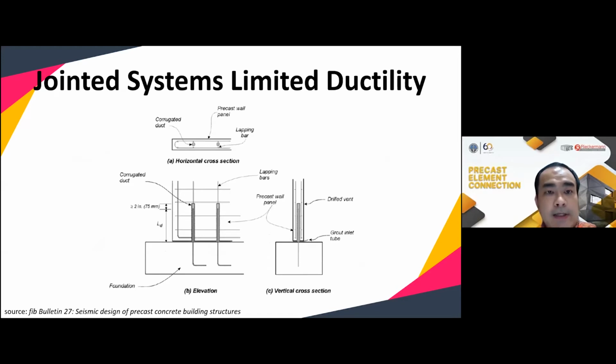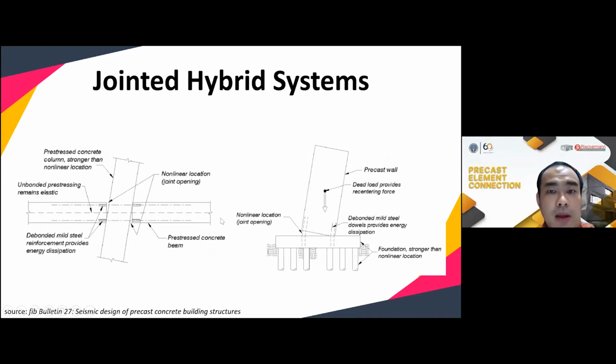And this is the jointed system with limited ductility. We have a precast wall, and then we can also have the corrugated duct, and we grout it here. Okay, I will talk more about the hybrid system.